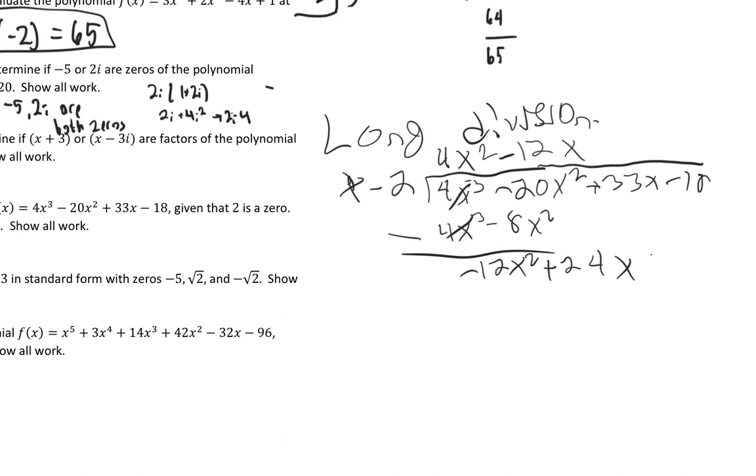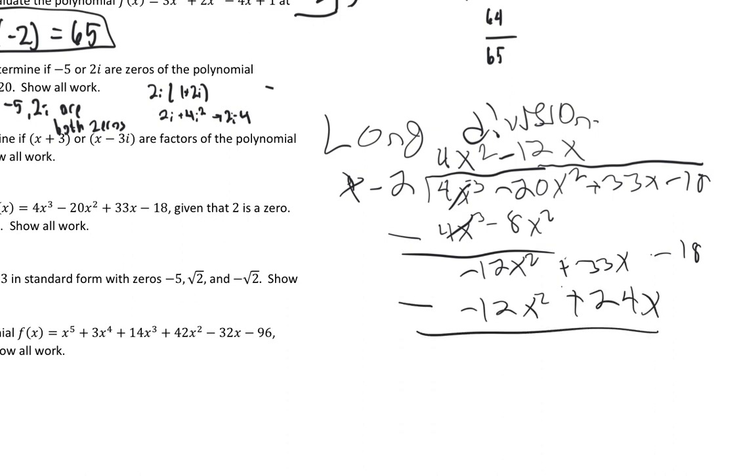Oh, wait, right. My bad. That was what was left over. Let me go and bring down the 33x as well, so we know where we're at. Okay, cool. And now when I bring this down, I get negative 12x squared plus 24x. Subtract again, these cancel like we designed them to. And then 33 minus 24 is 9.